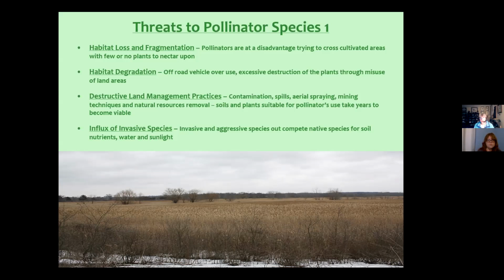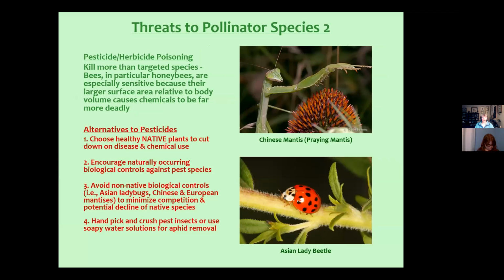Off-road vehicle use, contamination, spills, aerial spraying, mining, all kinds of things, the removal of natural resources. Sand and gravel operations really take up a huge amount of land and basically lay bare the soil. But, I guess on the good part of that, having a bunch of sand does open it up for the potential of having all of those little species that will nest in sand or in bare ground. But also sometimes if they leave their high walls high enough, bank swallows can come in and nest as well. So I guess there's a little positive there.